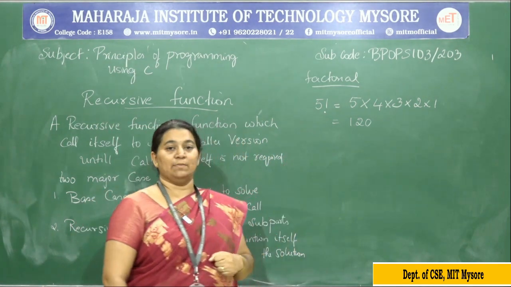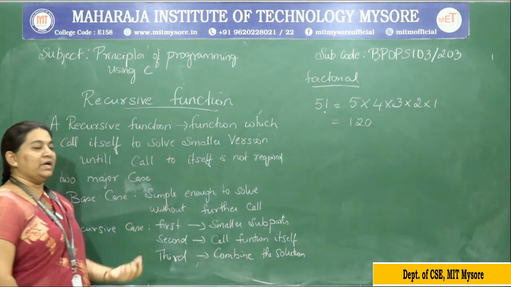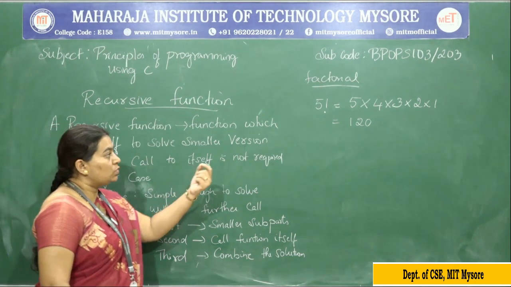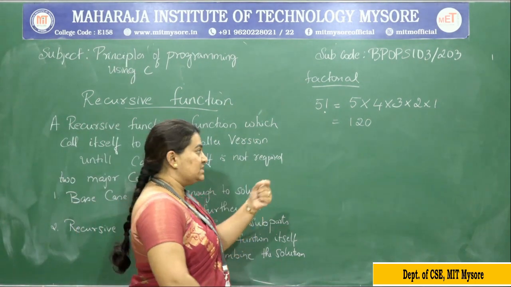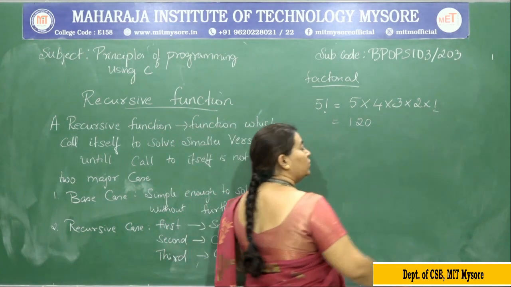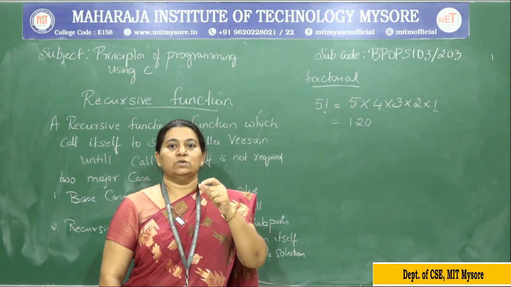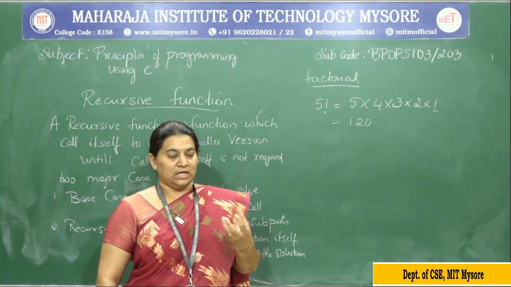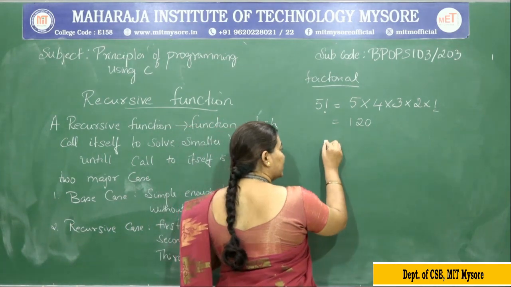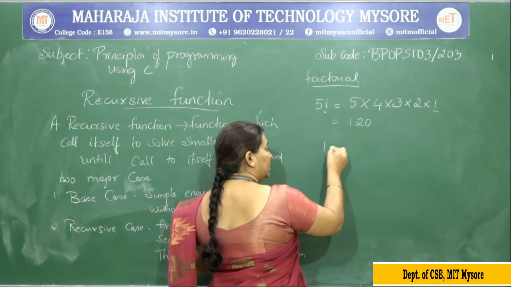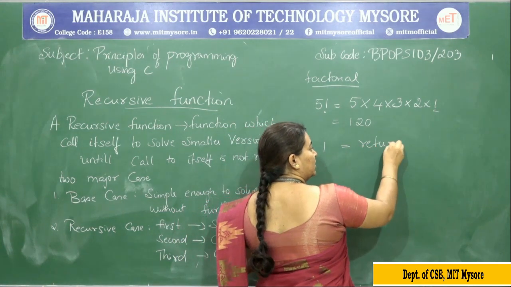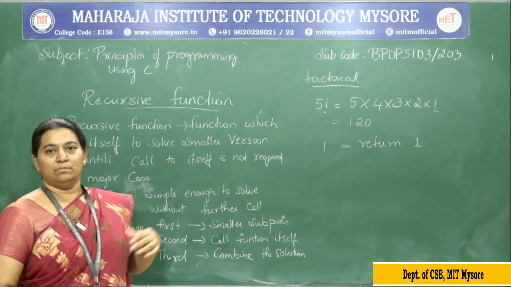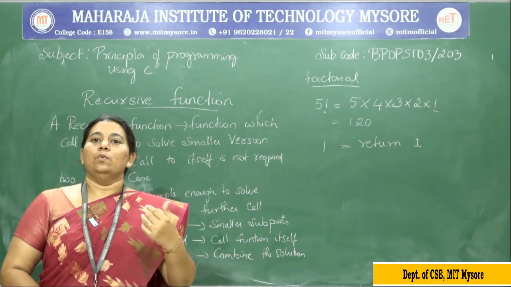By seeing this example, I have to identify the two major cases. The first is the base case. How do I identify my base case? I can see here that 1 is the end position. It is the smallest unit. So, whenever I get a 1, it has to return the value 1. If I returned 0, it would be useless to do the multiplication, because 0 into anything will be 0.